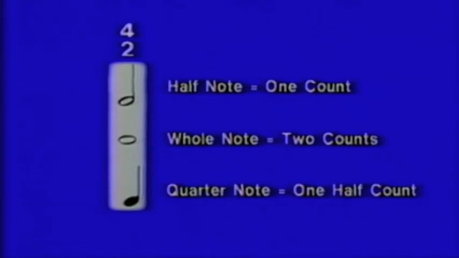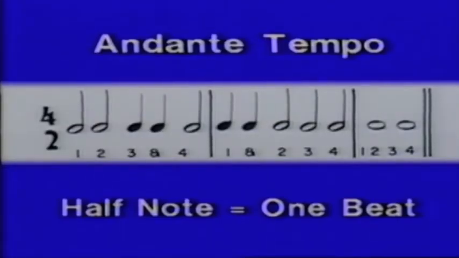If the bottom number is 2, such as 4/2 or 2/2 time, the 2 means half note, and the half note receives 1 count. Notice the quarter note now gets half a beat. In the next example, the half note is now the main beat.